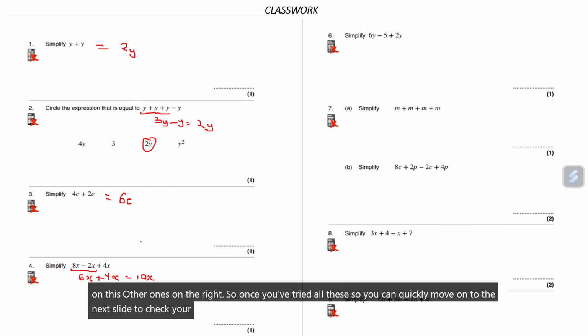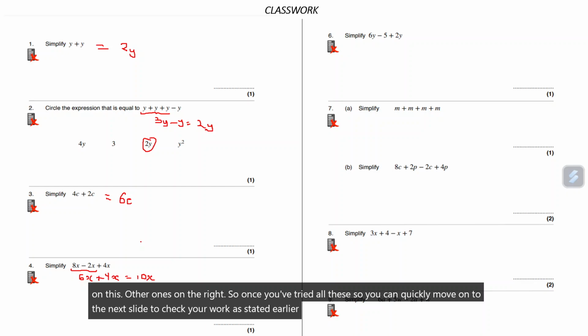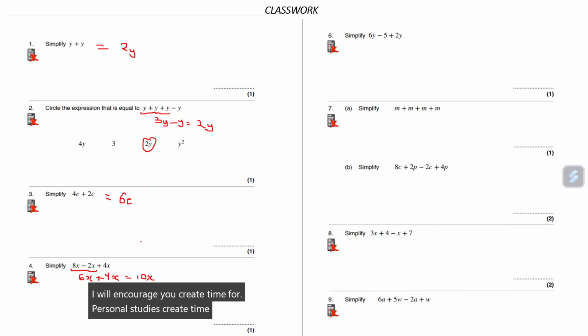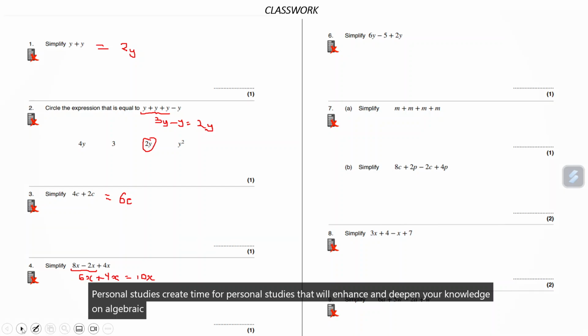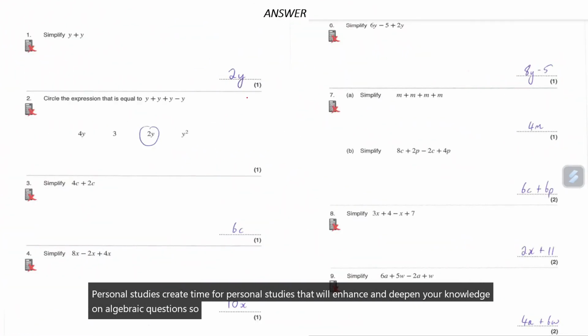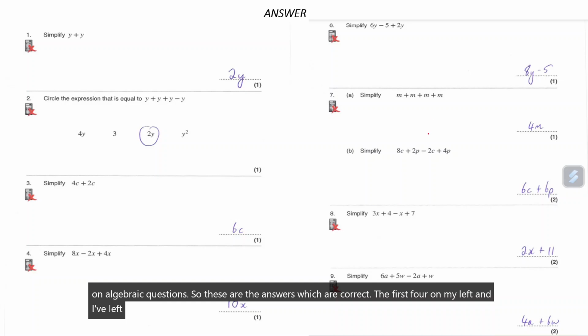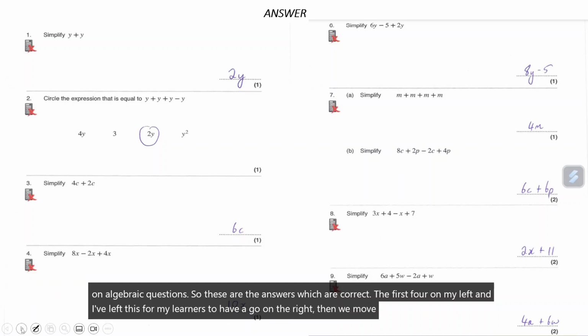As stated earlier also, I will not be there to watch you, but I will encourage you, create time for personal studies. Create time for personal studies that will enhance and deepen your knowledge on algebraic questions. So these are the answers which are correct, the first four on my left, and I've left this for my learners to have a go on the right. Then we'll move on to the next slide.